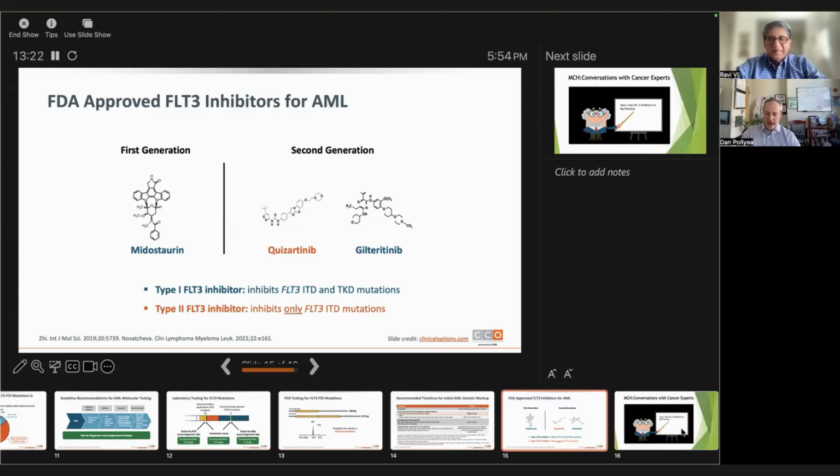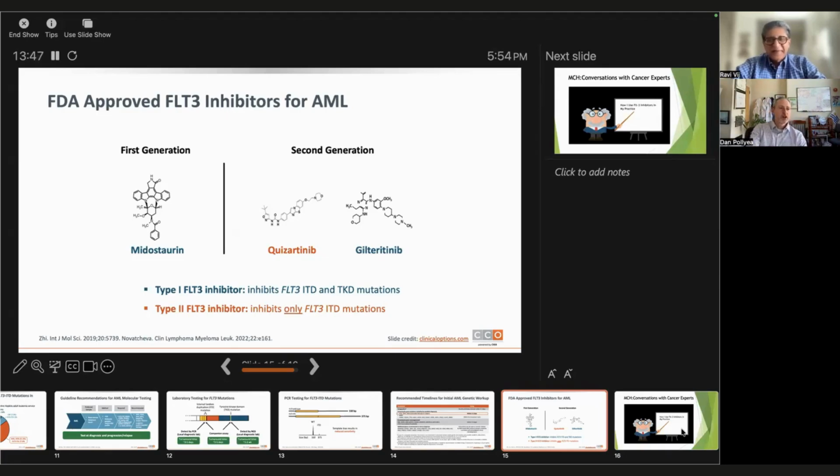And then finally, in the setting of a relapsed AML, whether it's an ITD or a TKD, the only approved therapy there is gilteritinib. That's approved as a single agent. It's an oral therapy for relapsed refractory AML with a FLT3 ITD or TKD. And do you give maintenance therapy after an allogeneic transplant?